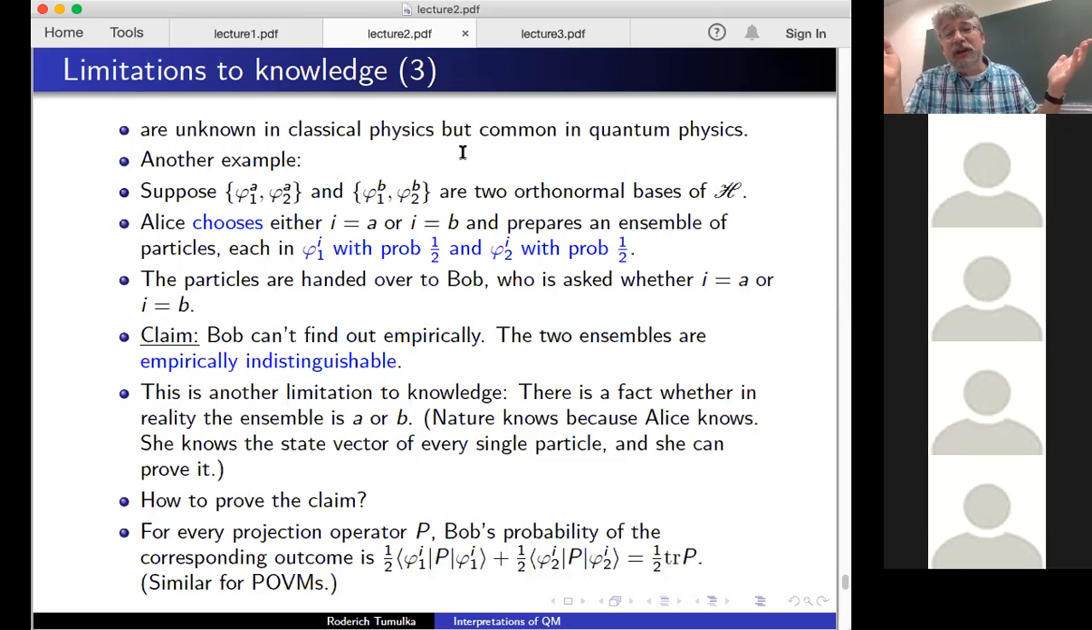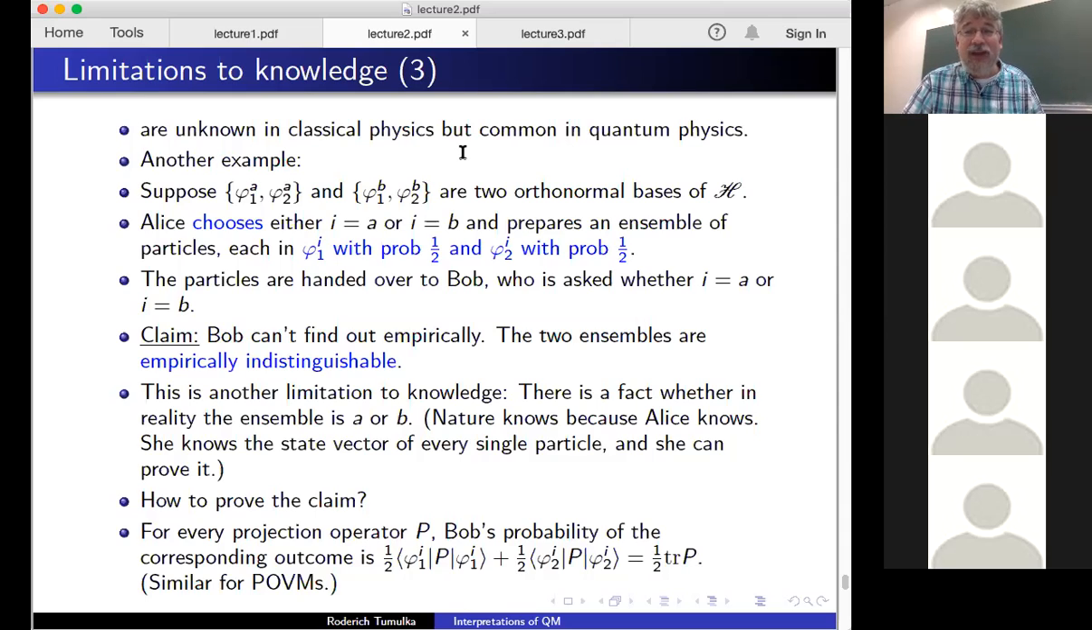Say she produces 1,000 particles like that. And then these particles are handed over to Bob. And the challenge to Bob is to determine whether Alice chose A or B. Now, the relevant fact is that Bob can't find out empirically. The two ensembles are empirically indistinguishable. This is another limitation to knowledge. There is a fact in reality whether the ensemble is actually A or B.